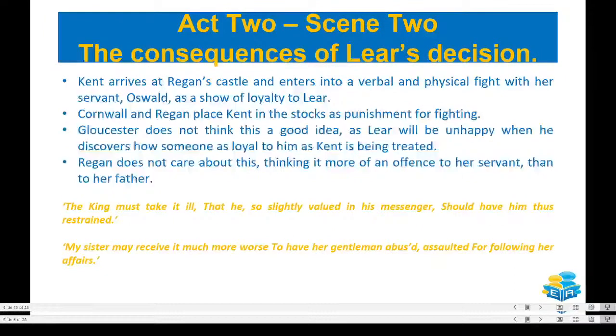And Gloucester comes along. The king must take it ill that he, so slightly valued in his messenger, should have him thus restrained. Okay? My sister may receive it much worse, to have her gentlemen abused, assaulted for following her affairs. Alright, so Regan is getting, I don't know if cocky is the right word, but she's confident, she's assured in the power she has now. Alright, she's not afraid to answer back Gloucester or to put Kent in the stocks. Just, like I said, they're getting their feet under the table.